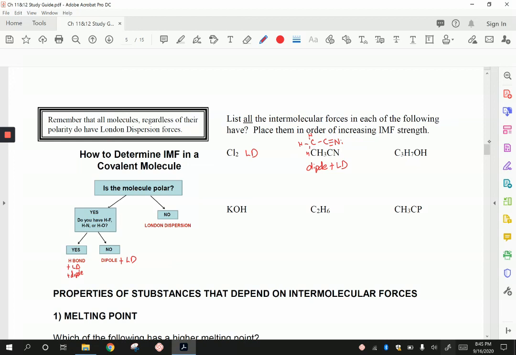C3H7OH. So that looks like a bunch of carbons with an OH, and there are hydrogens here. Is it ionic or covalent? It is covalent. Is it polar? Yes, it is. Does it have HF, HN, or HO? Yes, it does. And so it has H bonding, and also dipole and also London dispersion. KOH, ionic or covalent? That is ionic. So it has ionic interactions.